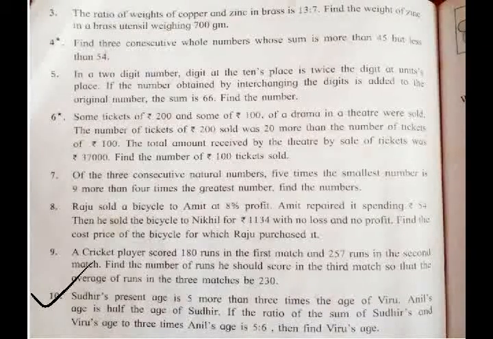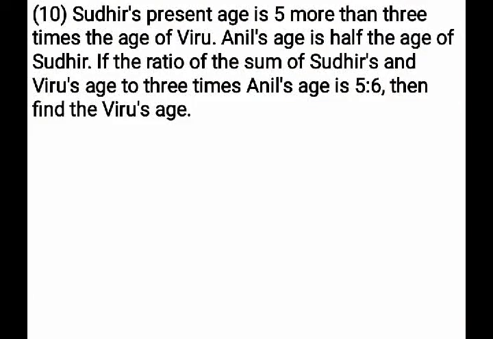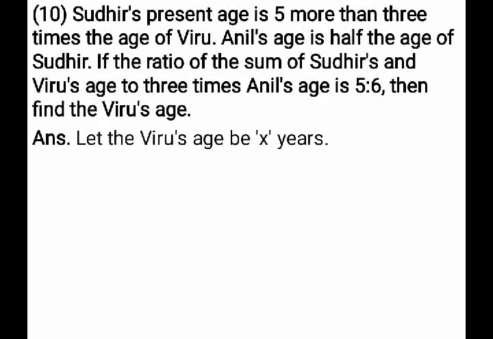Sudhir's present age is 5 more than 3 times the age of Viru. Anil's age is half the age of Sudhir. If the ratio of the sum of Sudhir's and Viru's age to 3 times Anil's age is 5:6, then find Viru's age. The main question is asked to find Viru's age. So you have to take, let Viru's age be x years.